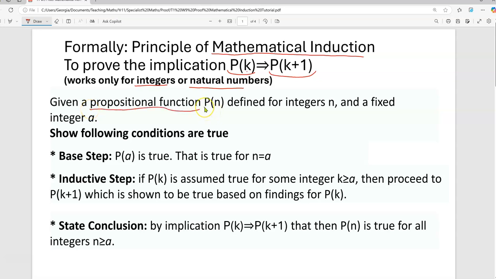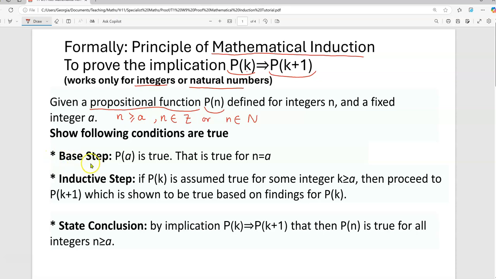It's defined for some integers. Let's call it P of n. It's defined for some integers or natural numbers, and it starts at a particular integer, let's call that a, which means this proposition or function is usually going to be applicable for n greater than or equal to a, for all values of n that are either integers or potentially natural numbers. So you need to read what the question says to set up the proof.